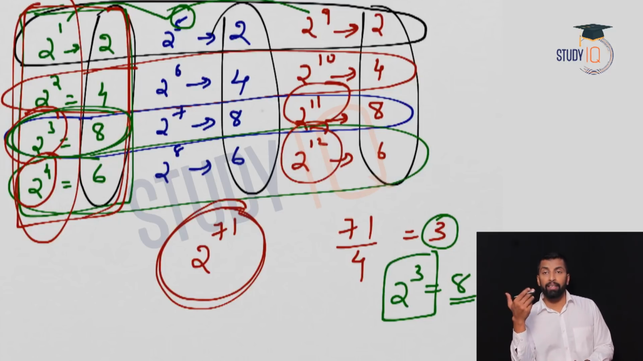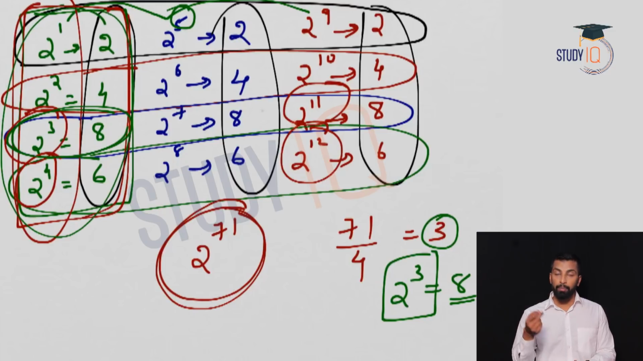Now, I will never tell you to remember all these 4 values. It's actually not required. If it is required, you can find it out at that time, because you will not face any difficulty. 2 raised to 1 is 2, 2 raised to 2 is 4, 2 raised to 3 is 8, then 2 raised to 4 is 16, so 6. So 2, 4, 8, 6. You will not forget it, right? There is no need to remember.